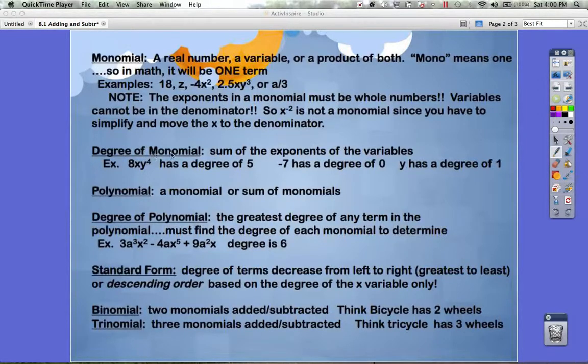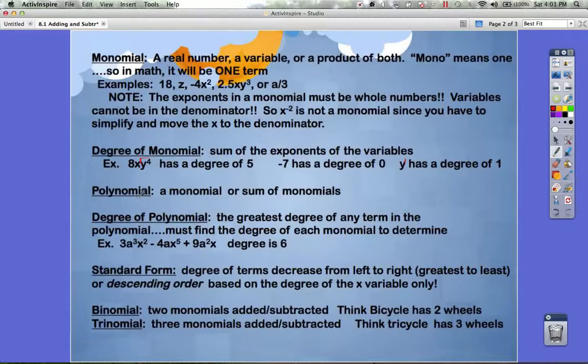All right, the degree of a monomial is the sum of the exponents of the variables. So for instance, they give you a monomial 8xy^4. It has a degree of 5. Well, you might say, where is that coming from? The x has a degree of 1, and the y has a degree of 4, so 1 plus 4 is 5. Negative 7 doesn't have any variables, so it has a degree of 0. Y, there's 1, has a degree of 1.